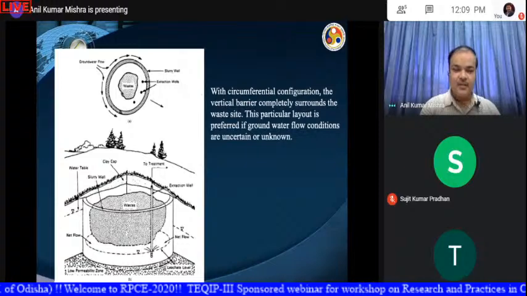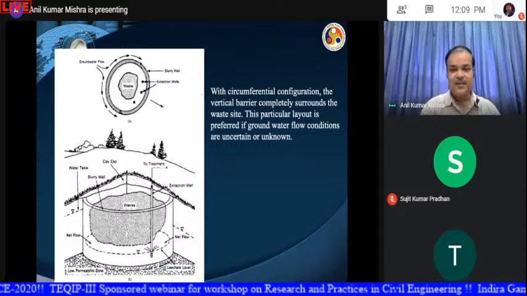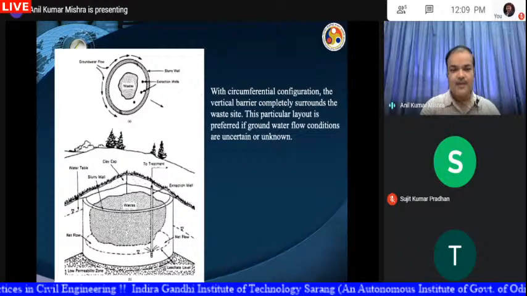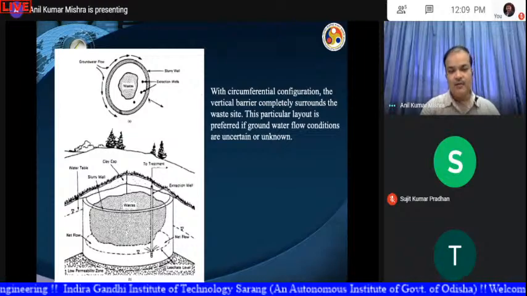Sometimes we provide this vertical wall all around the waste. So this is called circumferential configuration or circumferential vertical wall. In the circumferential vertical wall, the waste material will be enclosed by a circular vertical wall.